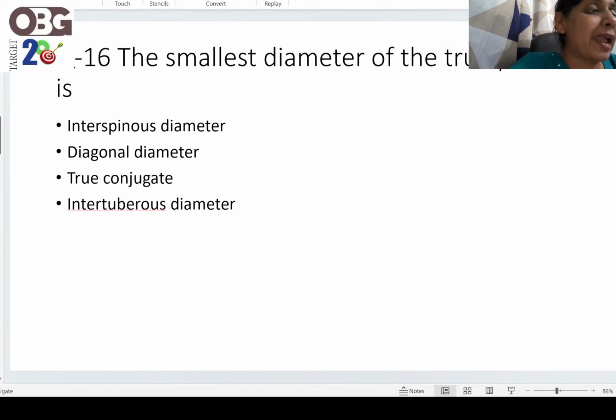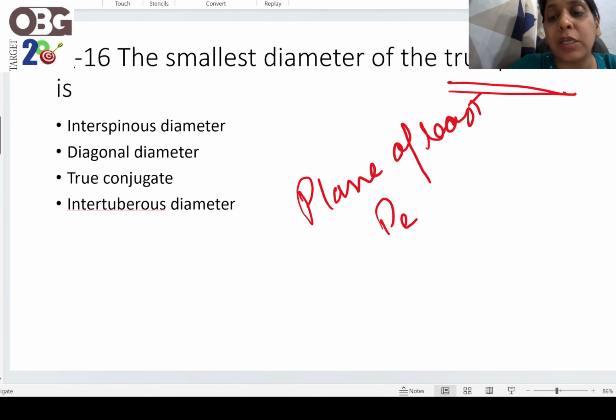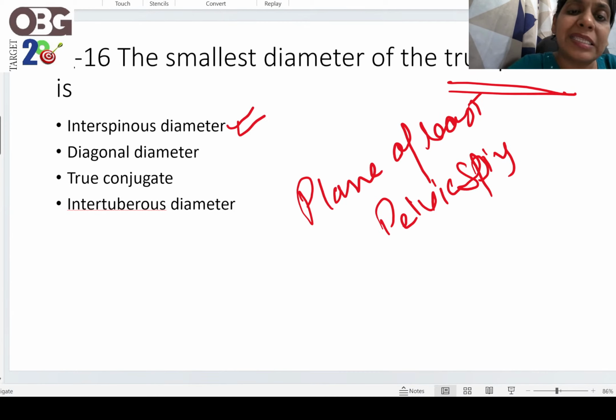The smallest diameter of the true pelvis. Now here they are asking about the true pelvis, the pelvis as a whole. You know that the plane of least pelvic dimension was the ischial spine. So the least diameter is the interspinous diameter.